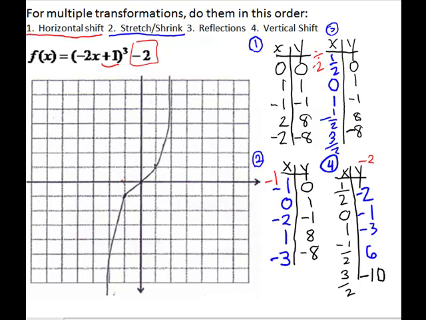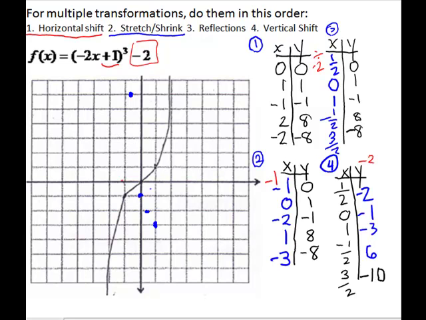Then we will plot with our last group of points. So 1/2 and negative 2. 0, negative 1. 1, negative 3. Negative 1/2, 6. And 3/2, negative 10. So that'll be 1.5.